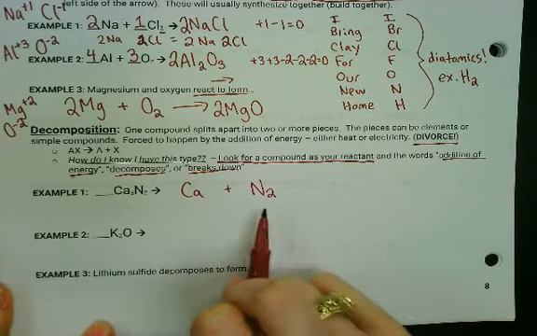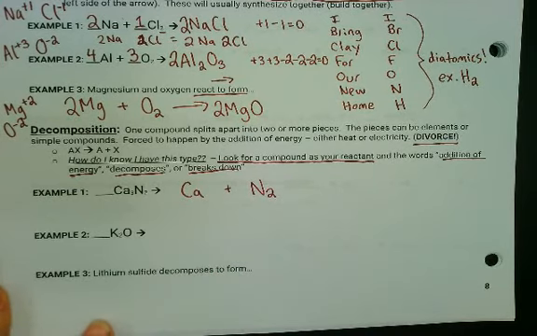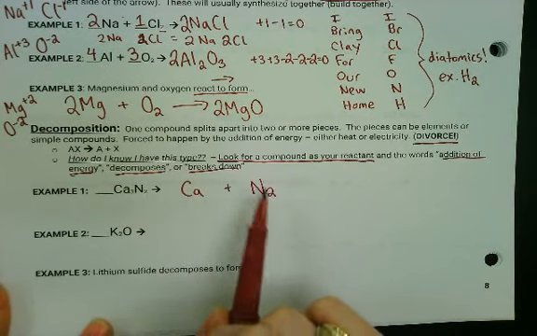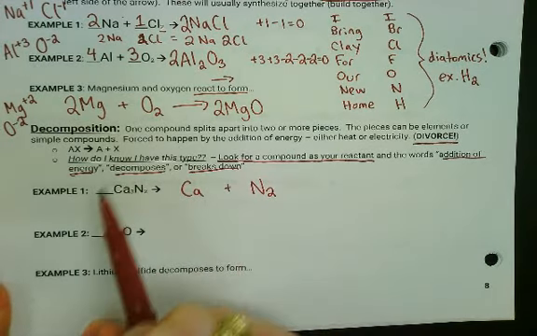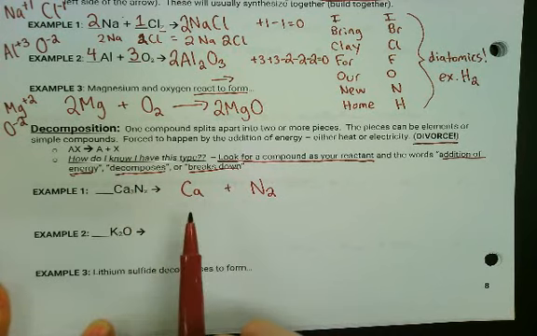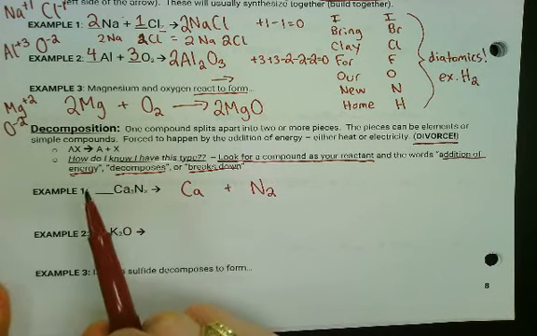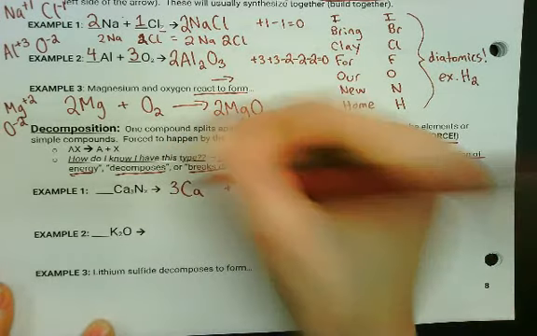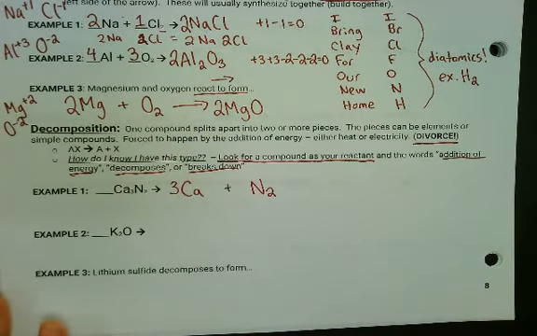So these are our products, and now we need to make sure we are balanced. So I see on my right side I have 2 nitrogen. On my left side I have 2 nitrogen. On my left side I have 3 calcium, and on my right side I have 1 calcium. So I'm going to go ahead and put a coefficient of 3 in front of my calcium to make sure I'm all balanced. And that is my balanced decomposition reaction.